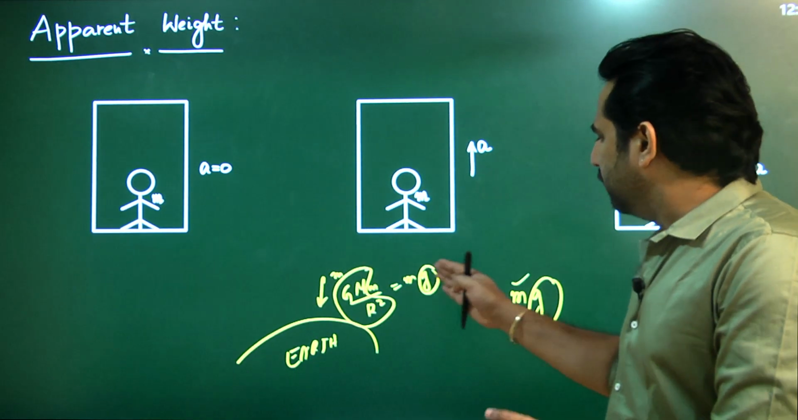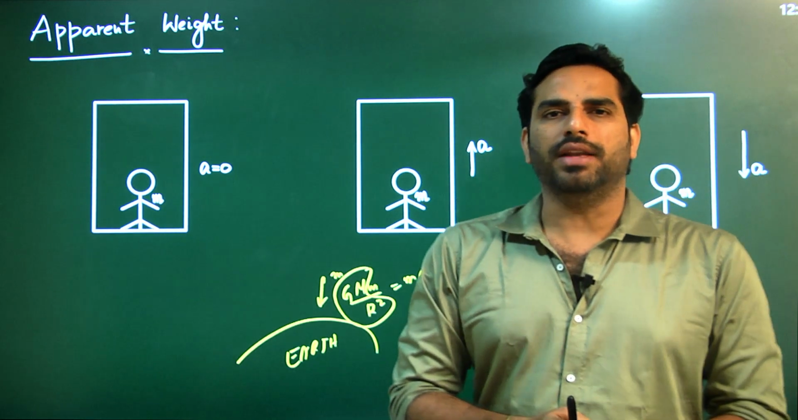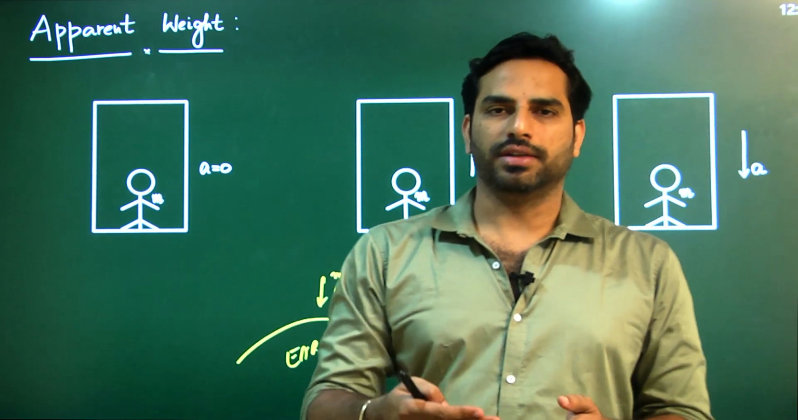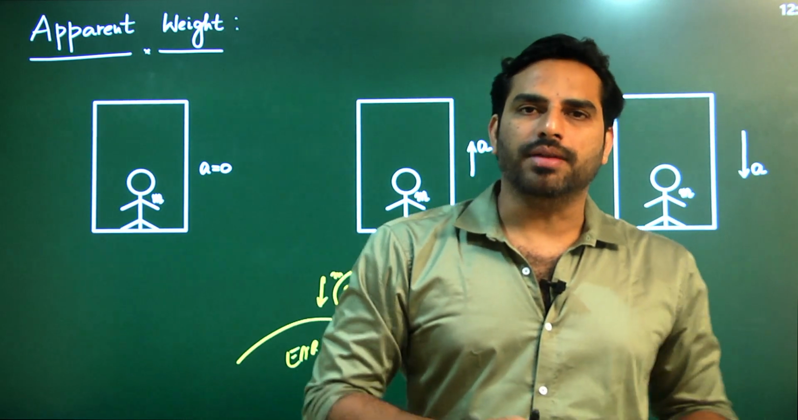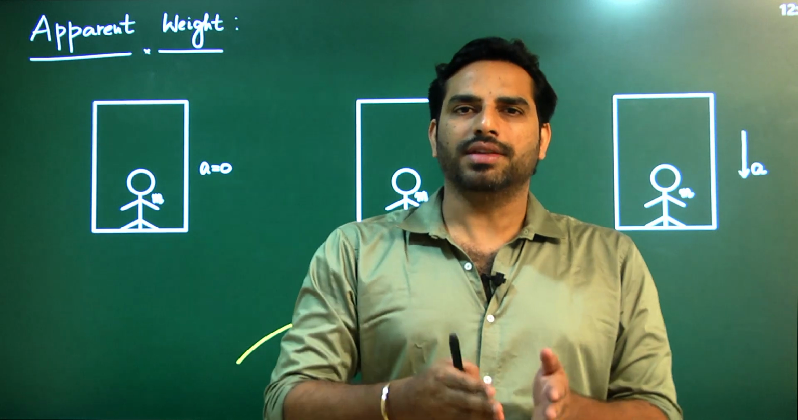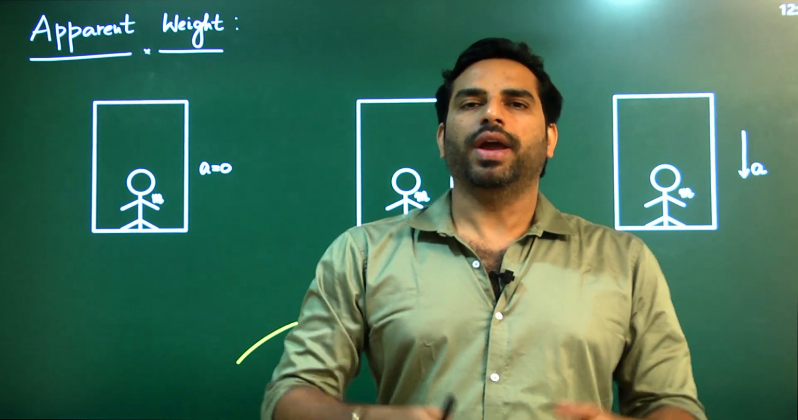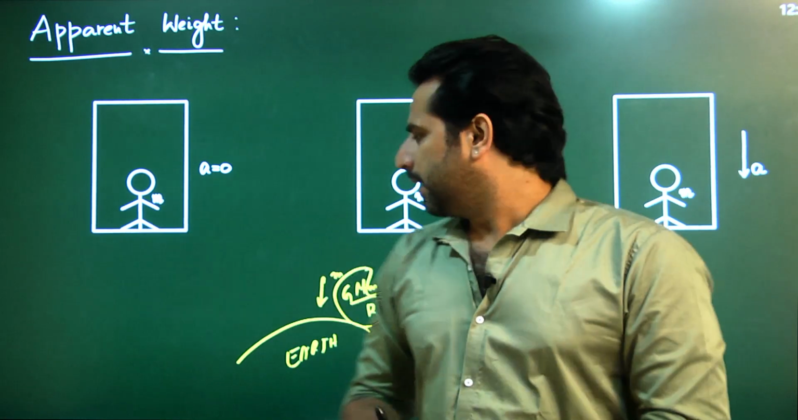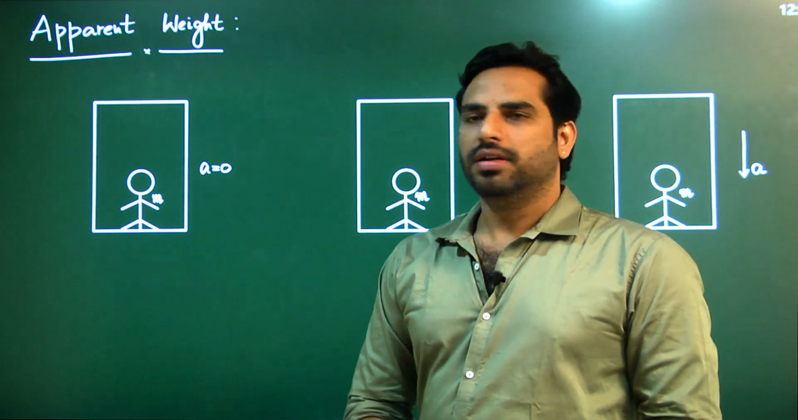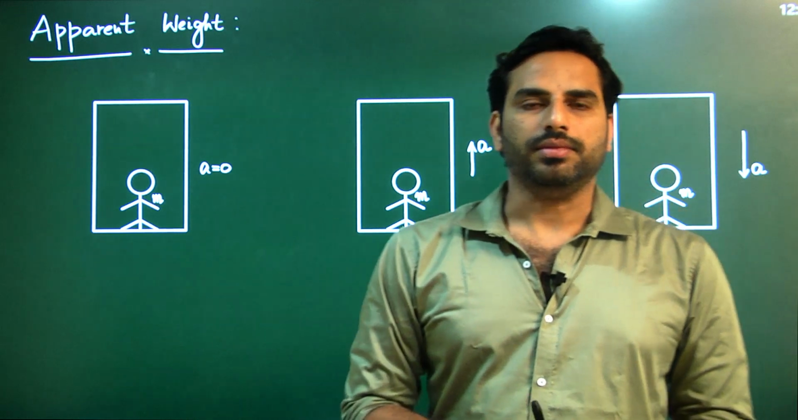So mass into acceleration due to gravity, whose value is approximately equal to 10 meter per second square, gives you the weight, which is the force applied by the earth on the mass or on you. So if your mass is 60 kg, your weight is 600 Newton. Because weight is force, obviously the unit of weight would be Newton. Now what is apparent weight?